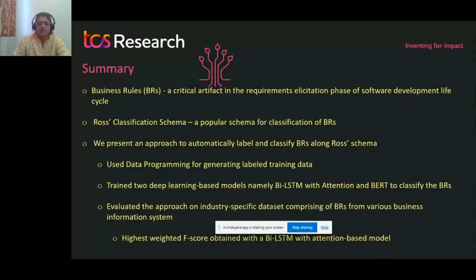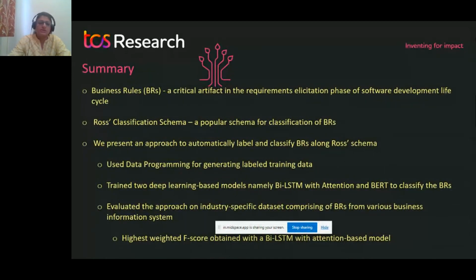Towards this work, we have used Snorkel, which helps in automatically generating labeled training data. We experimented with 2 deep learning based models, namely BiLSTM with attention and BERT, to classify the BRs. These models were evaluated on industry specific data sets, which comprised business rules from various business information system domains. And in our case, we obtained the highest F score with the BiLSTM based model.